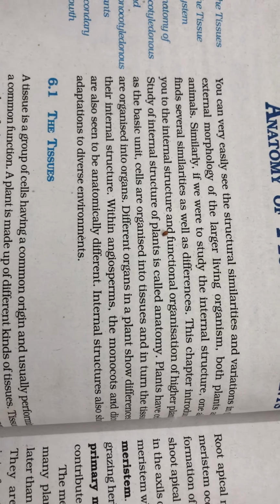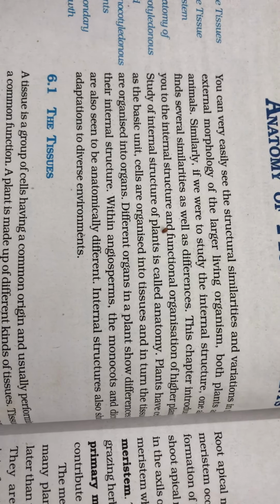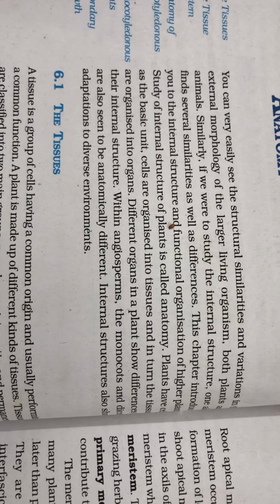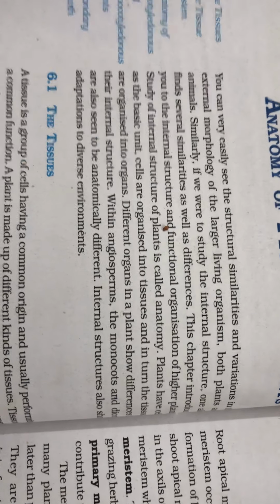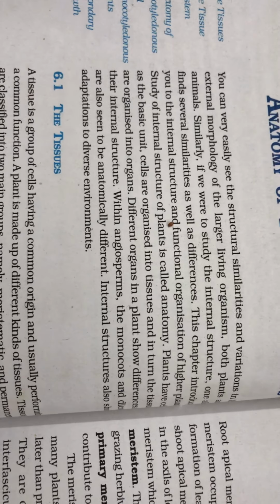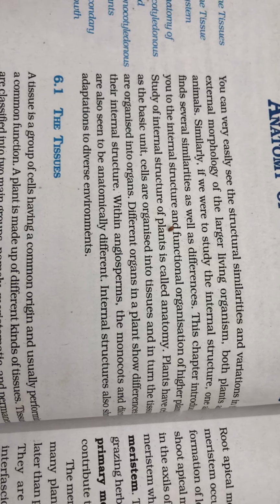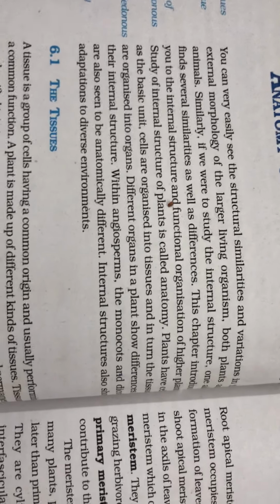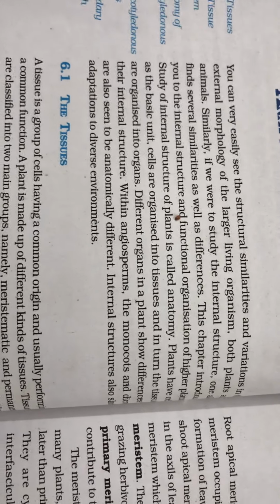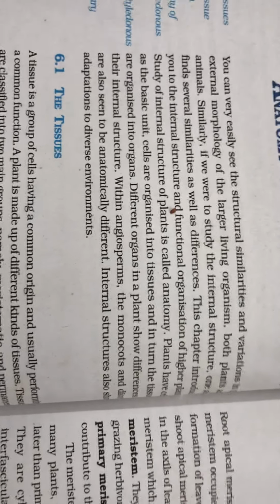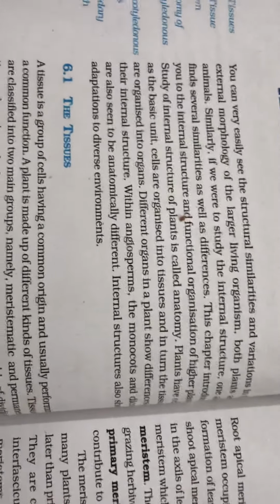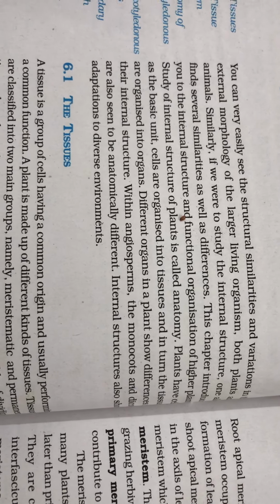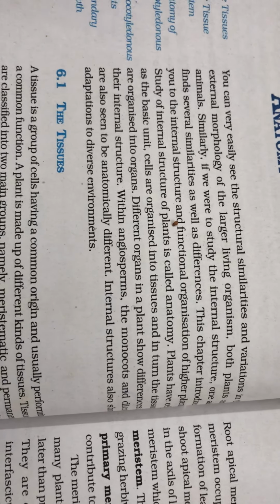Plants have as the basic unit the cell, which are organized into tissues, and in turn the tissues are organized into the organ. As we all know, in the human body also, or any multicellular organism, cells combine together and form a tissue, tissues combine together and form an organ, and organs combine together to form the organ system. Similarly here in the plant also, the basic unit is the cell, a number of cells combine together and form the tissue, and a number of tissues combine together and form the organ, right?